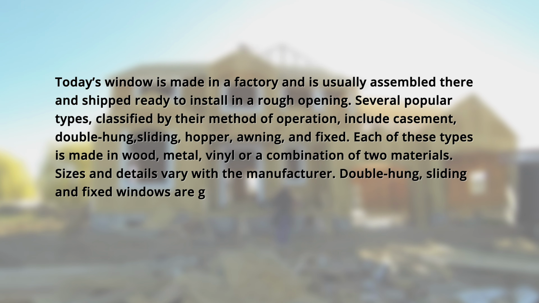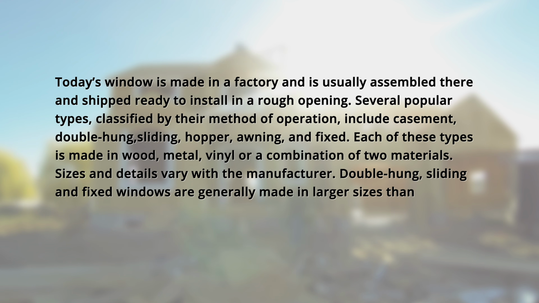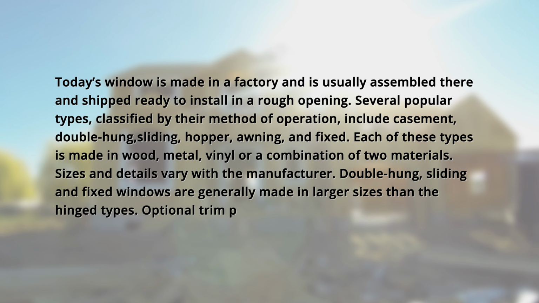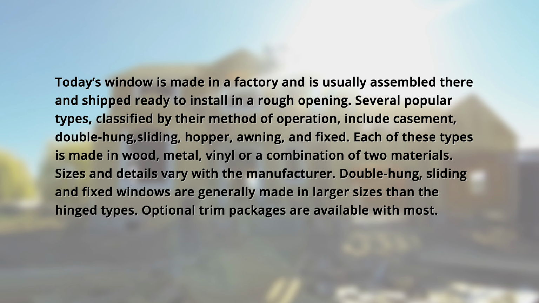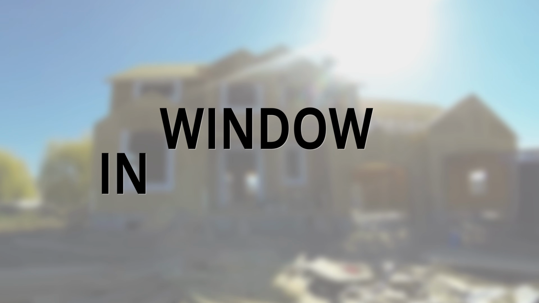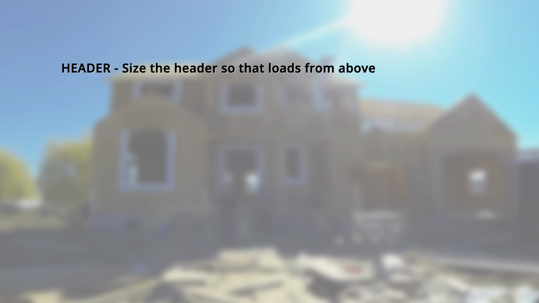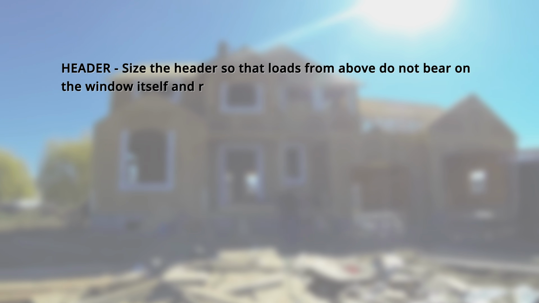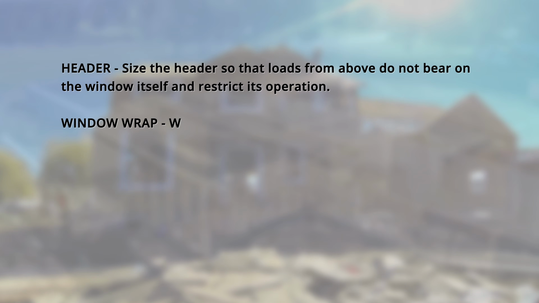Double-hung, sliding, and fixed windows are generally made in larger sizes than the hinge types. Optional trim packages are available with most. Window installation. Header. Size the header so that the loads from above do not bear on the window itself and restrict its operation. Window wrap.